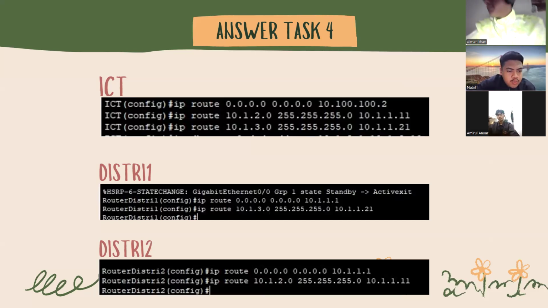For distribution 2, we also have two IP routes. Firstly is ip route 0.0.0.0, the subnet mask is 0.0.0.0, and the next IP is 10.1.1.1. Secondly, for distribution 2, we have ip route 10.1.2.0, subnet mask 255.255.255.0, and the next IP is 10.1.1.11.